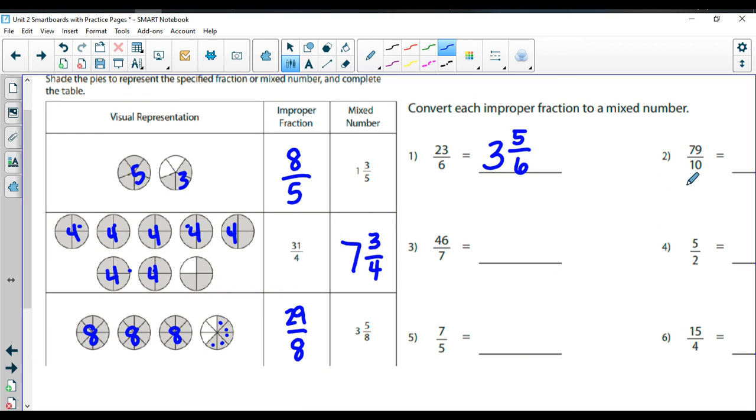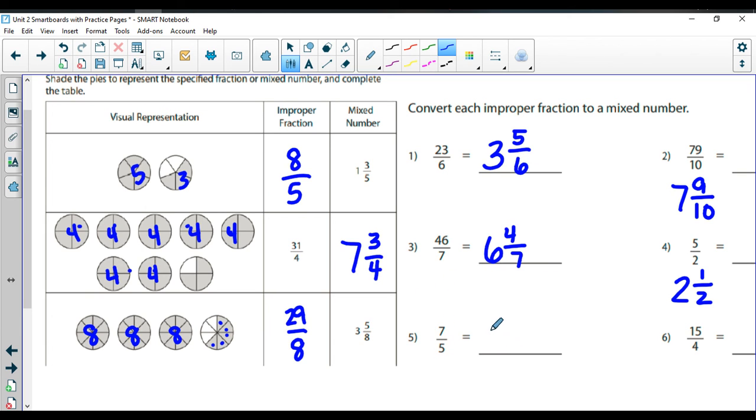Over here, I kind of run out of some space, so I'm going to do it underneath. 79 divided by 10, 7 whole times, 9 are left over, keep the 10. In number 3, I have 46 divided by 7. 7 goes in 6 whole times. That gives me 42, so there's 4 left over. Keep the denominator 7. In number 4, 5 divided by 2 is 2 whole times. 1's left over. Keep the denominator of 2.